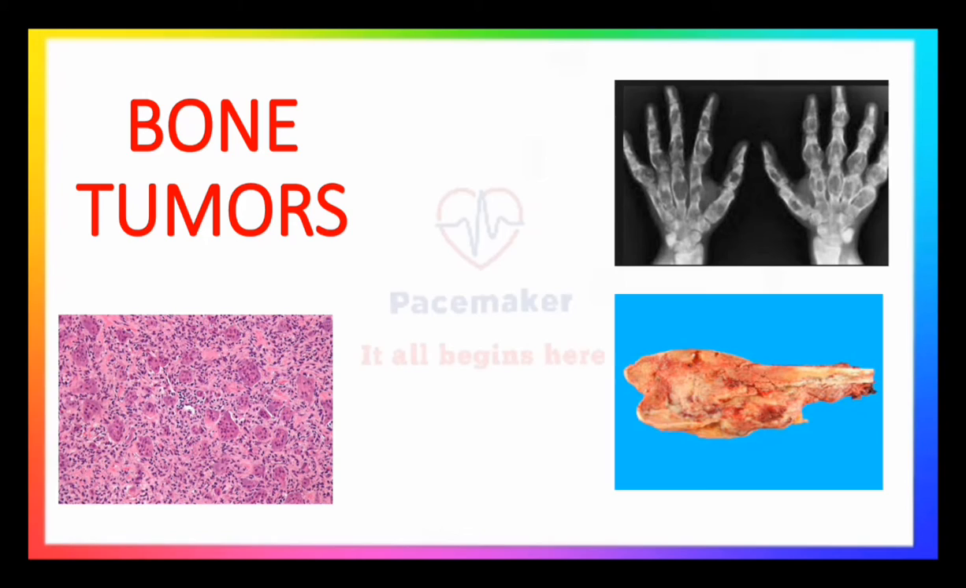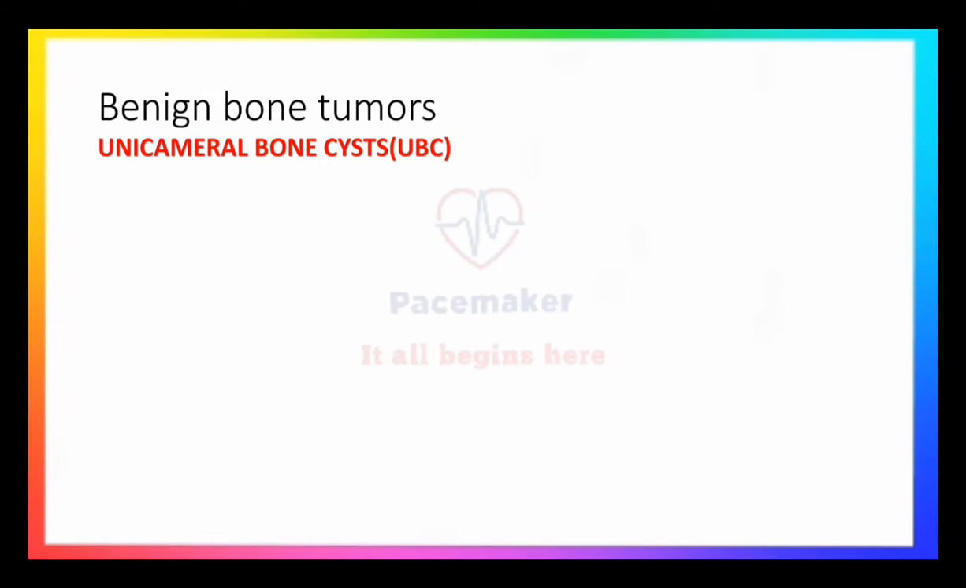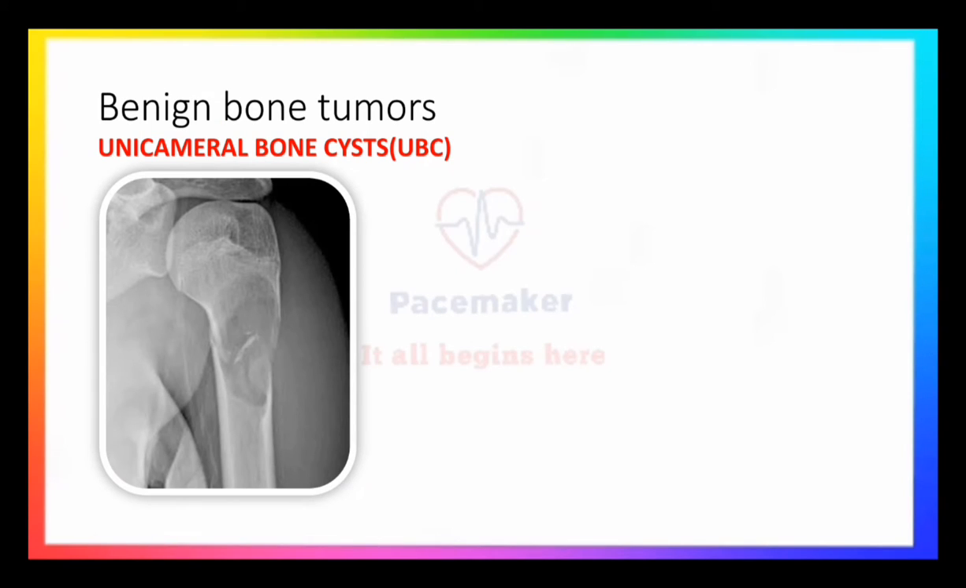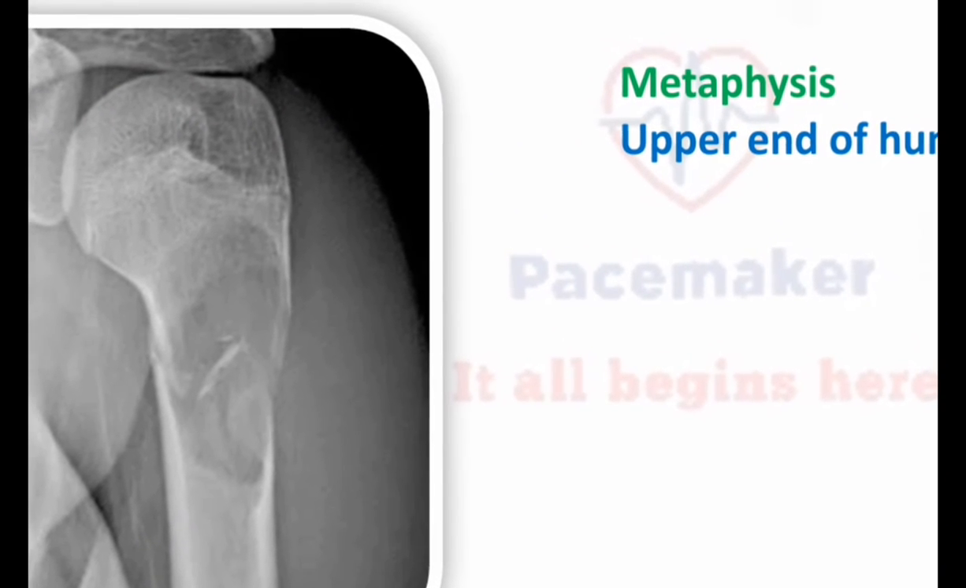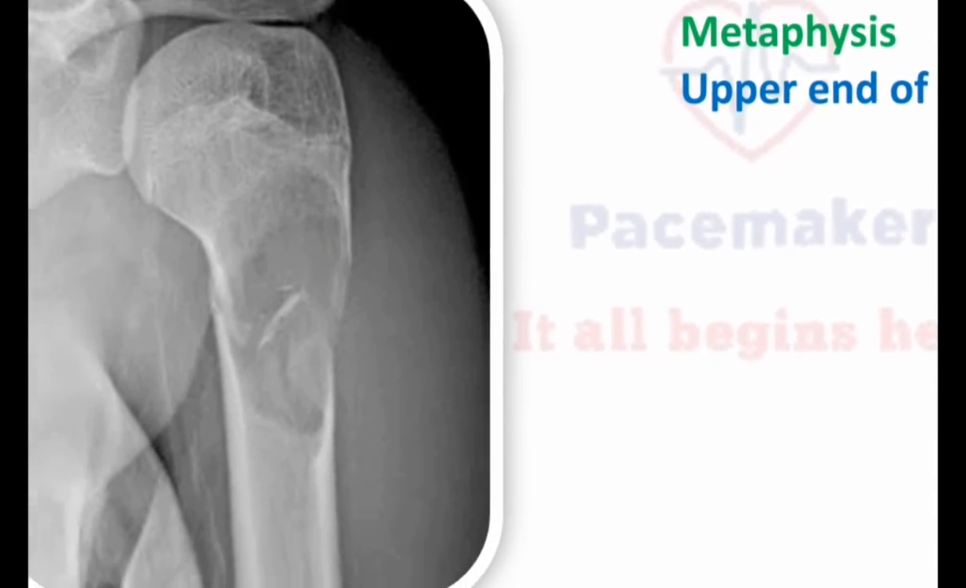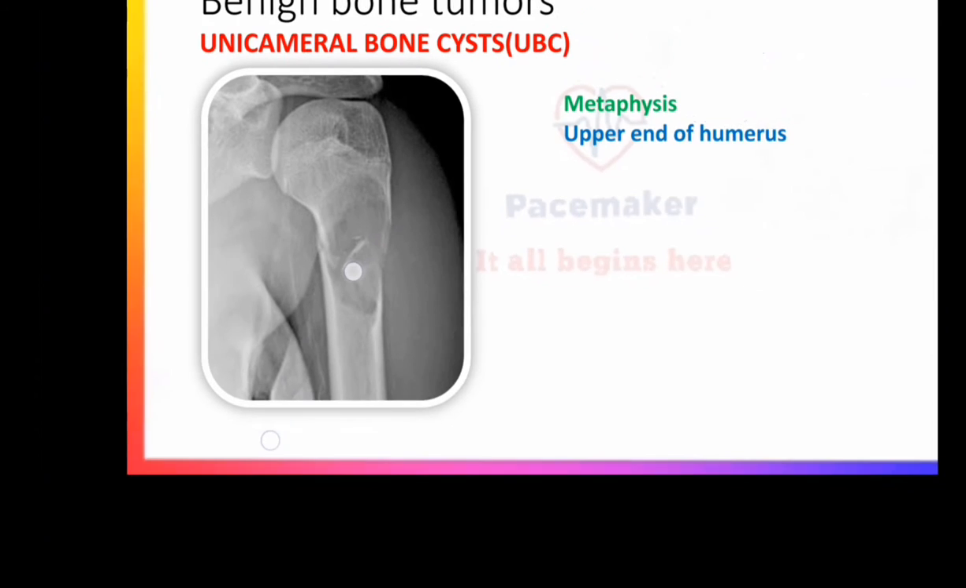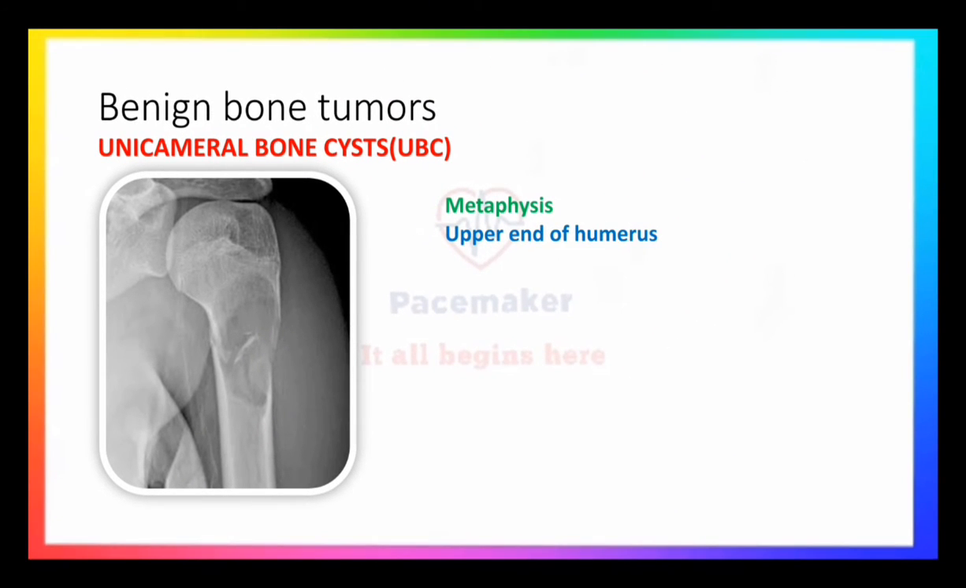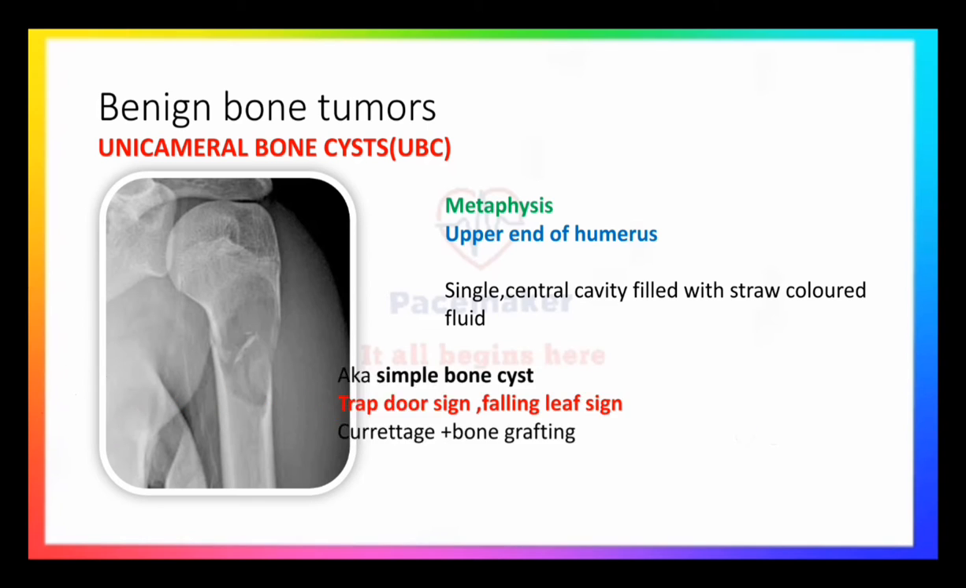The first benign bone tumor that we are discussing here is unicameral bone cyst, UBC. See, this is the X-ray of UBC. It arises from the metaphysis of the long bones, and the most common site is the upper end of the humerus. Both are shown in the X-ray here. This is the metaphysis of the humerus, and the central cavity filled with straw color fluid is the unicameral bone cyst. The single central cavity filled with straw color fluid, it is also known as simple bone cyst.